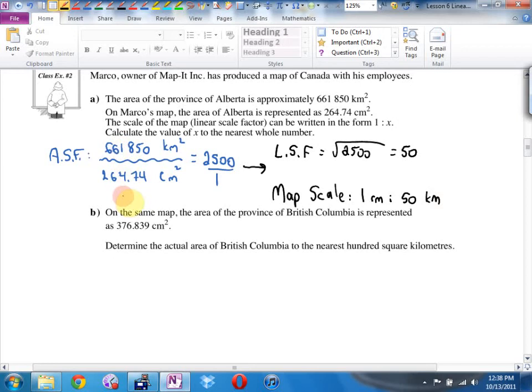And I said, okay, this is the map, 50. What was the map measured in? Sorry, I said map. This is the real life. I put the real life on top. The real life is 50 kilometers for every 1 centimeter on the map. So, on the same map, the area of the province of BC is represented as that big. Find the actual area in real life.